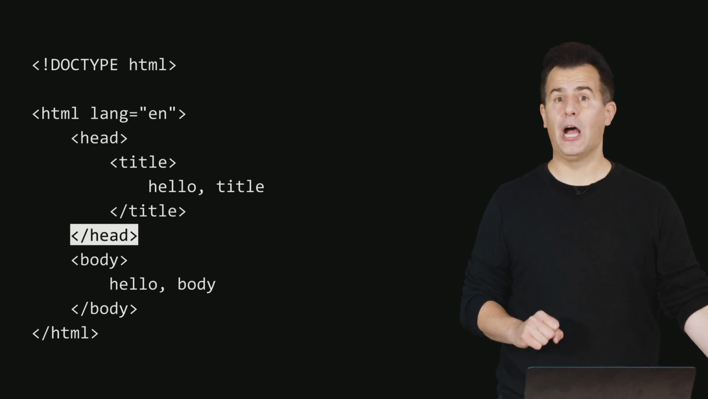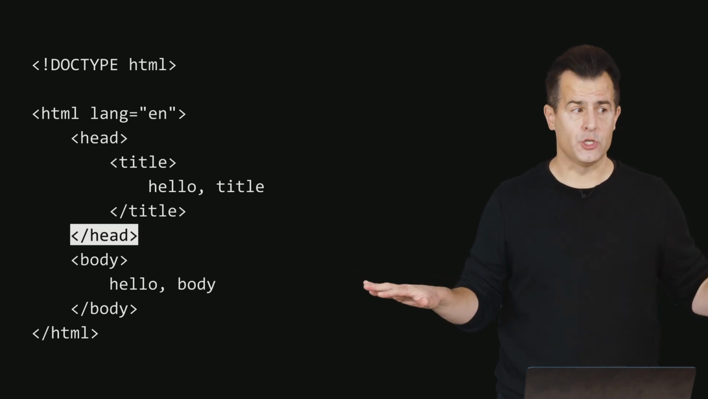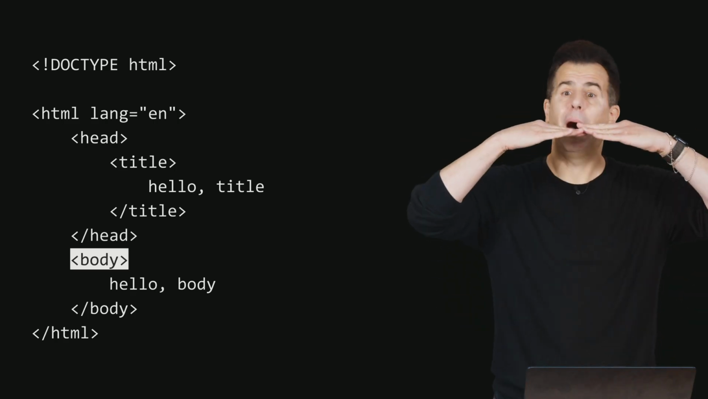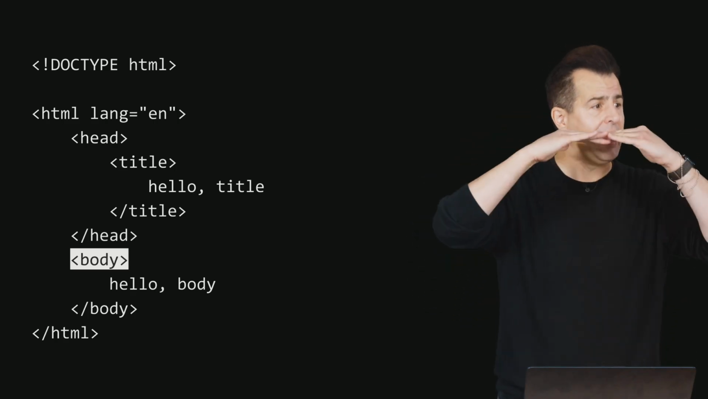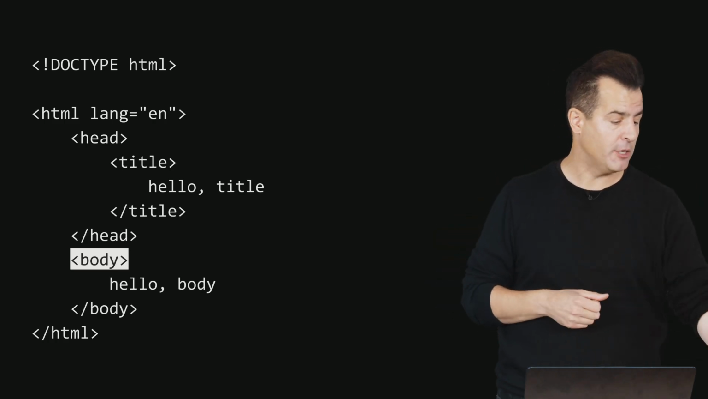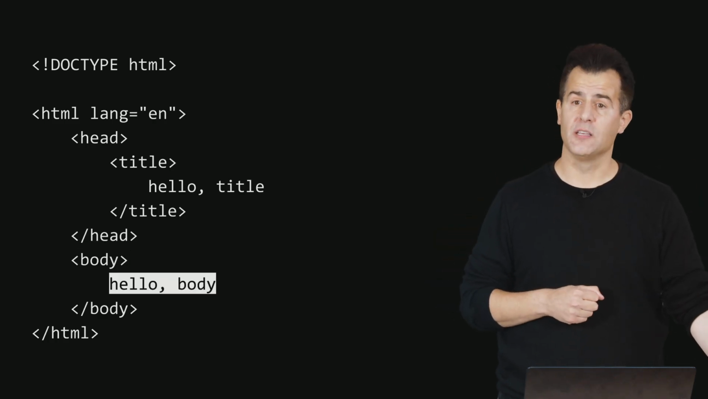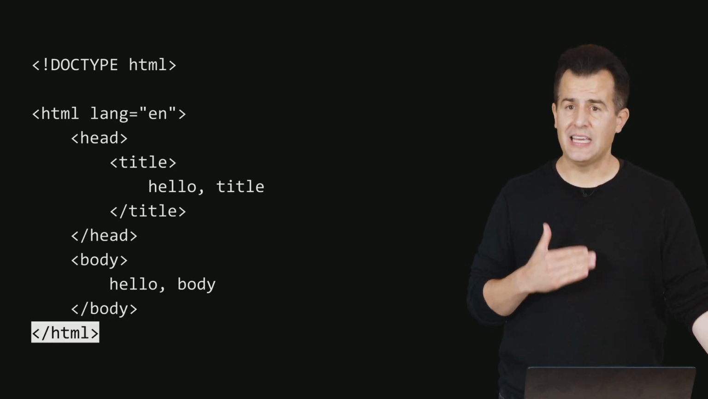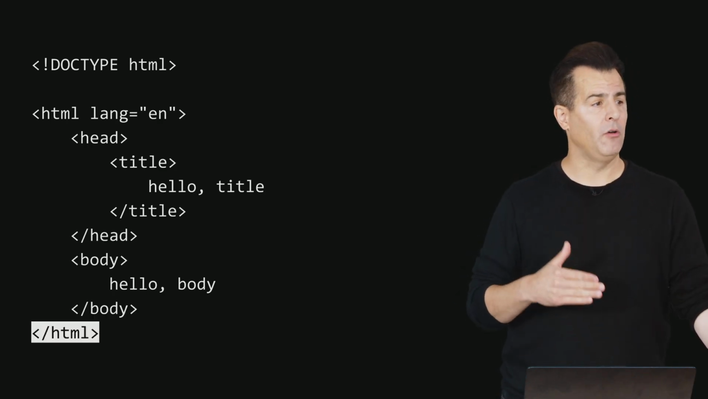What comes next? Hey, browser, that's it for the head of the web page. Nothing left in there. What comes next? Hey, browser, here comes the body of the web page, sort of everything else. The big contents of that white rectangular region is the so-called body of the page. Hey, browser, here's the contents of the body. Hey, browser, that's it for the body. Hey, browser, that's it for the HTML itself.